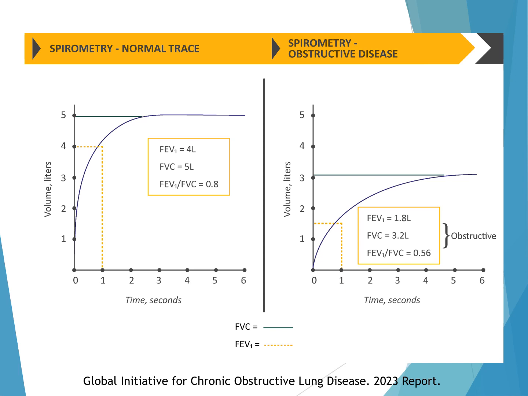However, in the spirometry results on the right showing obstructive disease, the patient is not able to exhale a large amount of volume in the first second, and it also takes them much longer to reach their full capacity exhaled at about 4 or 5 seconds. As you can see as well, their total volume capacity is much smaller at 3.2 liters compared to the 5 liters of the normal spirometry.